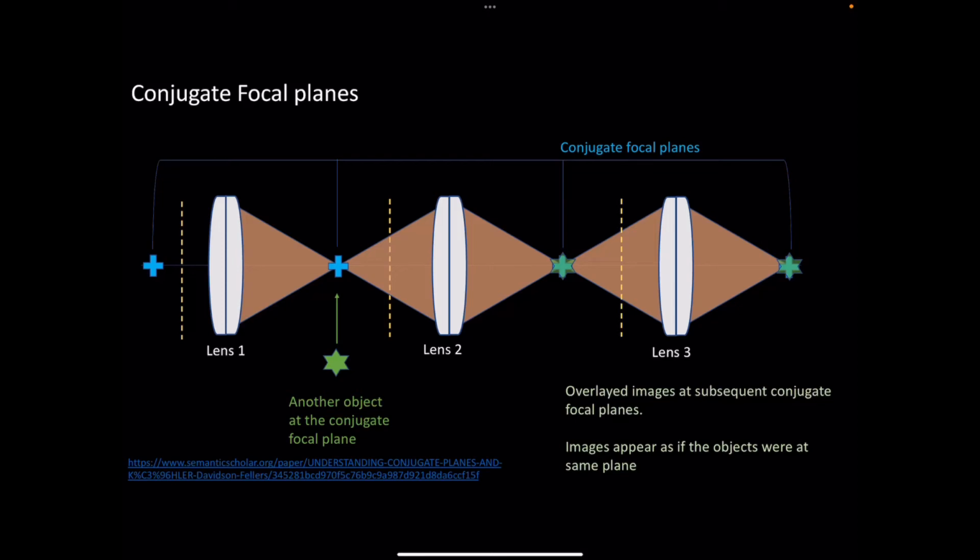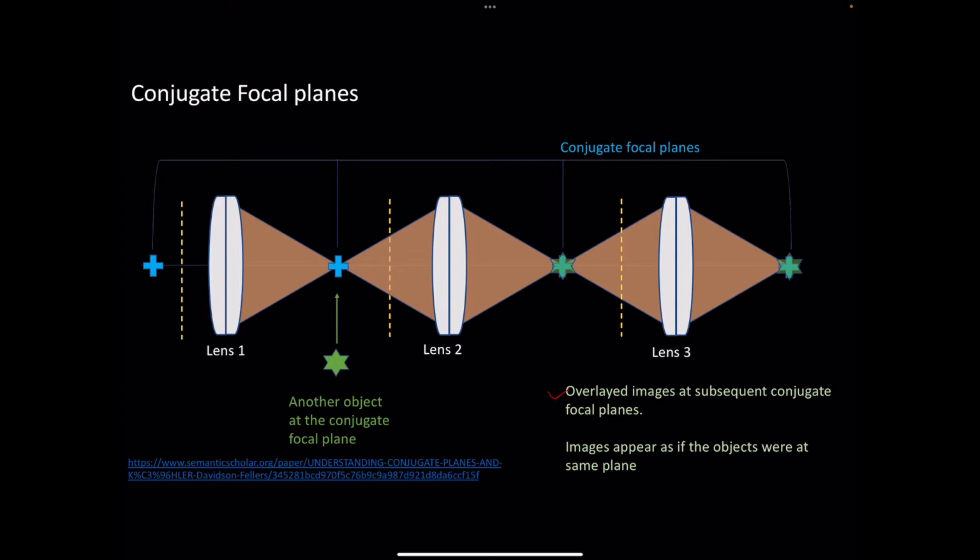Okay, with a good understanding of how conjugate focal planes work and how they're actually produced by the arrangement of lenses in parallel when their principal axes coincide, we know that overlaid images at the subsequent conjugate focal planes will be seen if you place objects in two different planes of the conjugate focal plane. Images will appear as if the objects were actually placed in the same plane.